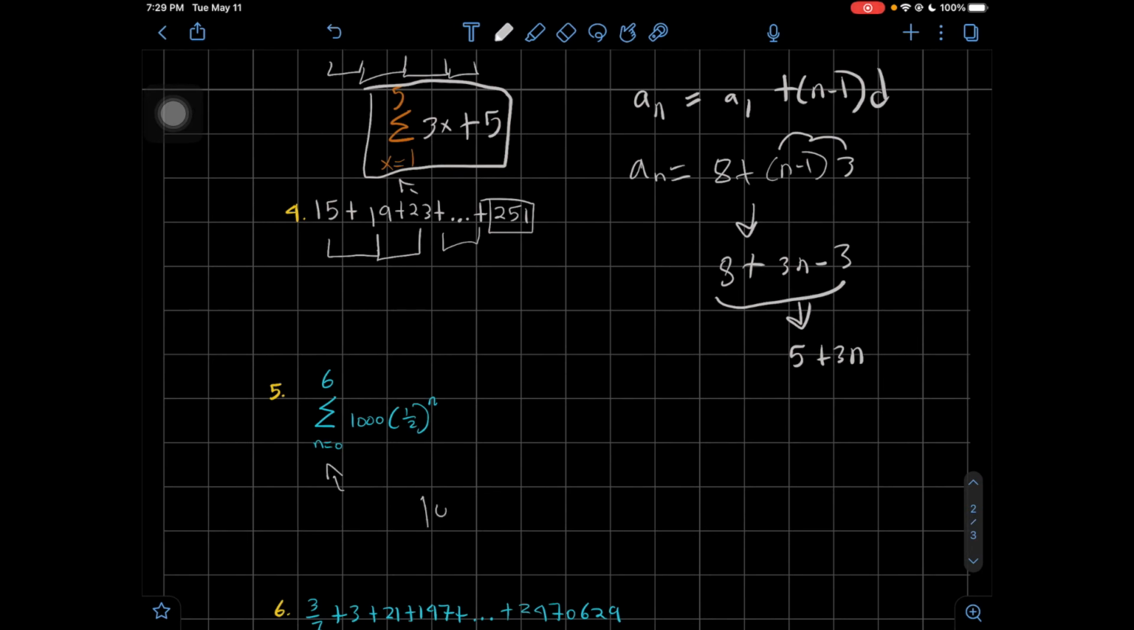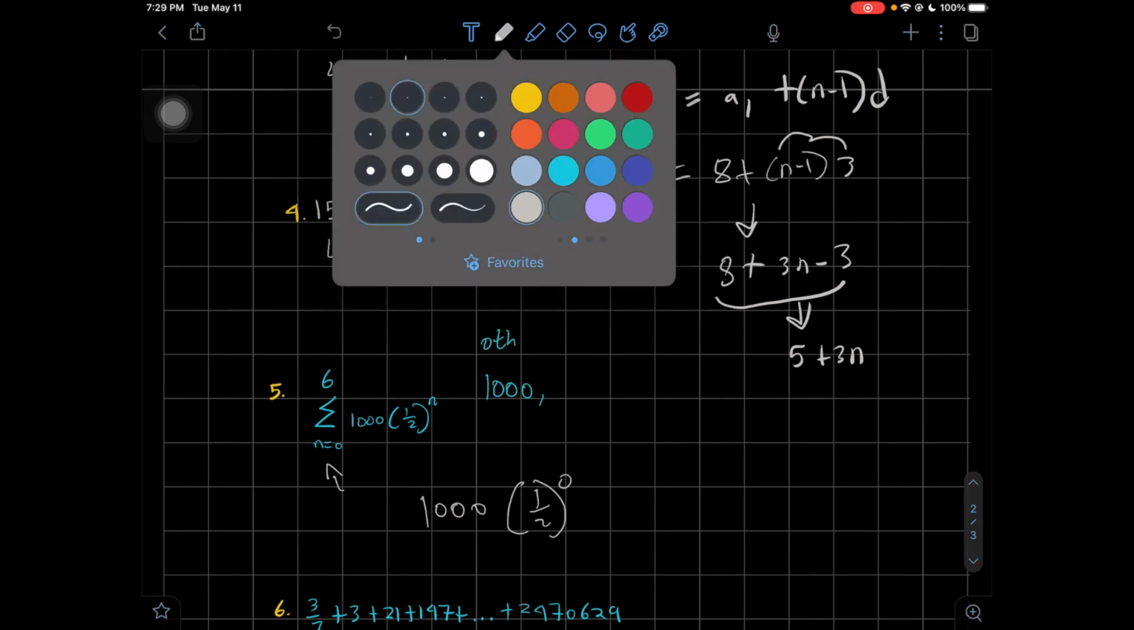Well, we have 1,000 times 1/2 to the power of 0. Anything to the power of 0 is 1, so we have 1,000 times 1. 1,000 times 1 is just 1,000. So we have 1,000. So that's our 0th term. Let's go ahead and find our first term.